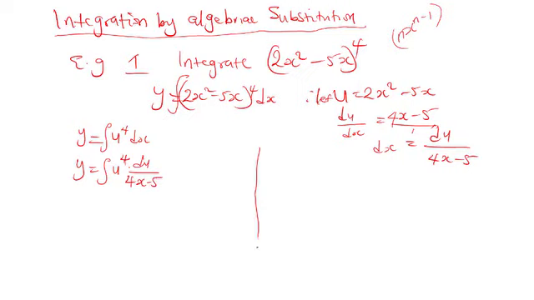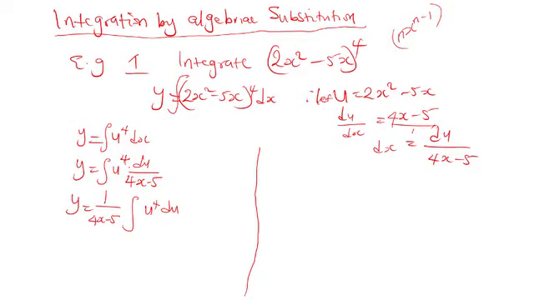Then after this, now this serves as a constant. This is the same thing as y equal to 1 over 4x minus 5 times the integral of u to the 4 du. Now 4x minus 5 becomes a constant, because what you're integrating here is du itself. So every other thing attached to it is a constant.